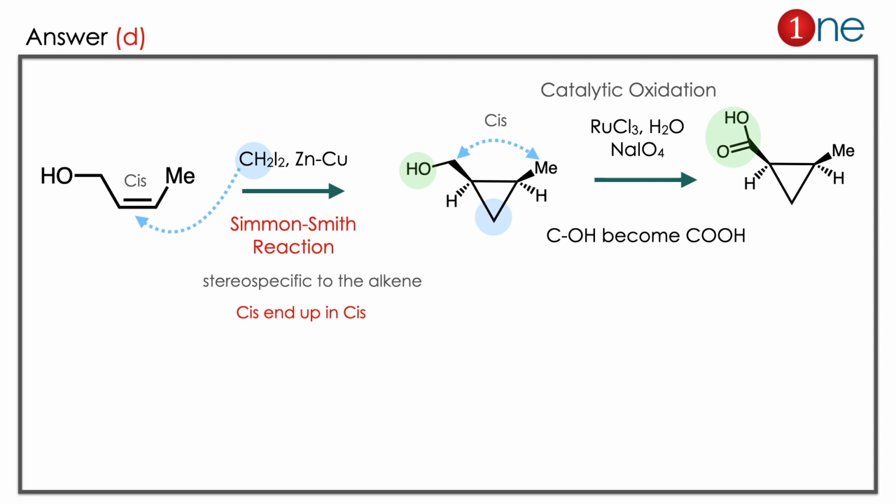Starting material has alkene, you have diiodomethane and zinc copper couple. By the reagent you might guess it's a Simmons-Smith reaction. It's very stereospecific to alkene. So if the alkene is cis, you will get the end product also cis. This is the important factor.